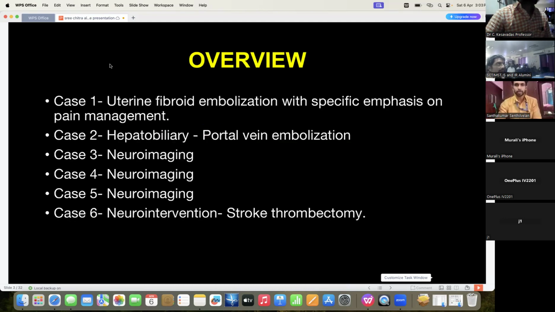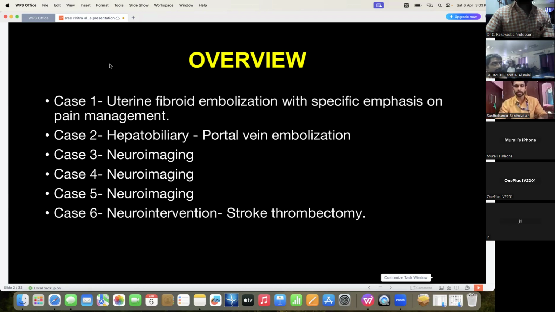Good evening, everyone. I have prepared my presentation as 6 cases. First one is a uterine fibroid. I was working in AIIMS Nagpur, where we were sharing the cath lab with the cardiologist, and we don't have GA facility, so could not do more neurointervention cases. So I'll be starting with the uterine fibroid embolization with specific emphasis on pain management, which is especially important with fibroid embolization. My second case will be a hepatobiliary case, a portal vein embolization, and the third, fourth, and fifth will be neuroimaging cases, and the sixth one will be a neurointervention.